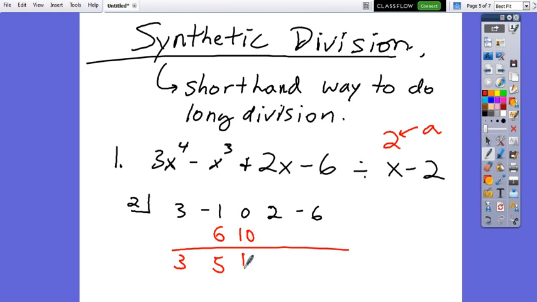10. Okay? Then you do 2 times 10. 20. And then you add 2, which gives 22. And then you do 2 times 22. 44. And then you add -6 plus 44. 38. Okay? How did I know that? Oh no, you just have a great mind. Now, once you get to that last number, put a little box around it. Because that is your remainder. If you did the math right.